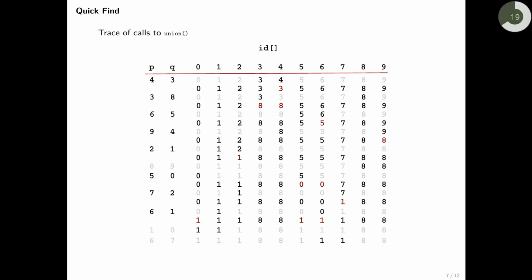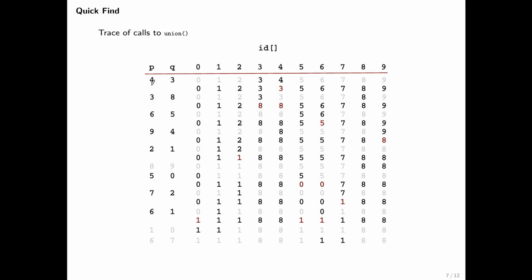So now let's look at a trace of calls to the union method from the QuickFindUF implementation. So here, what you see is the ID array. Initially, the values in the ID array are simply the site IDs. So 0 corresponds to 0, 1 to 1, 2 to 2, 3 to 3, and so on, all the way up to 9 corresponding to 9. Because initially, when no input is processed, the component identifier of a site is the site ID itself.